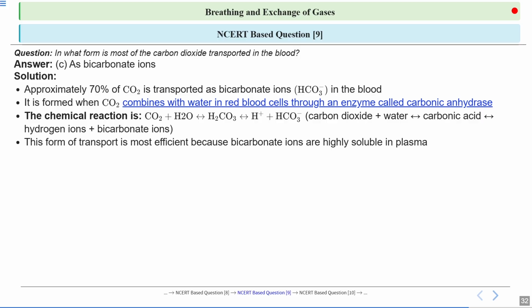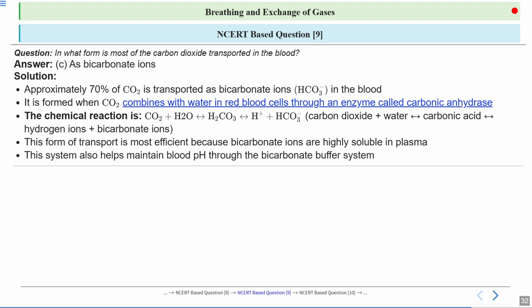This form of transport is most efficient because bicarbonate ions are highly soluble in plasma. Once formed, the bicarbonate ion moves from RBC to the plasma, where it is more soluble. In this way, most of the carbon dioxide from the tissues is transported via blood. This system also helps maintain the blood pH through the bicarbonate buffer system. This is one of the more important things, that it maintains the blood pH, which is around 7.4.